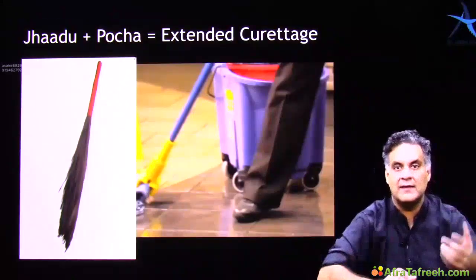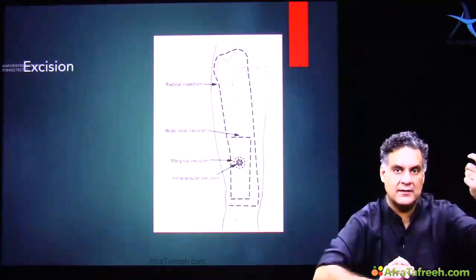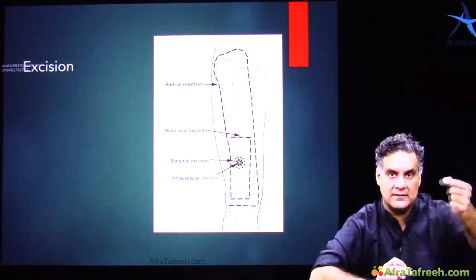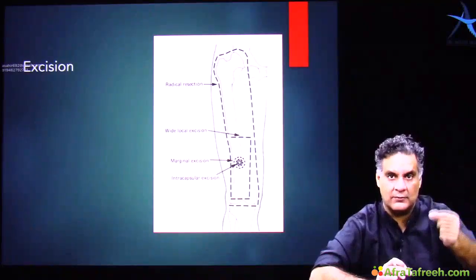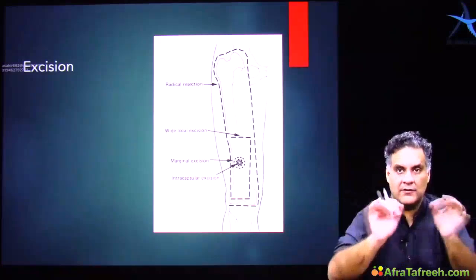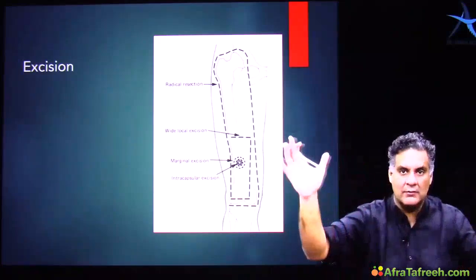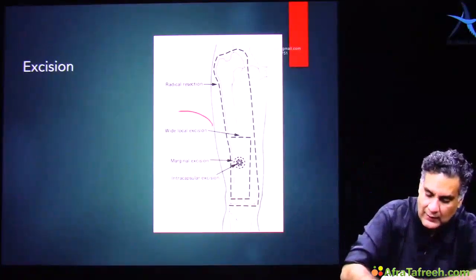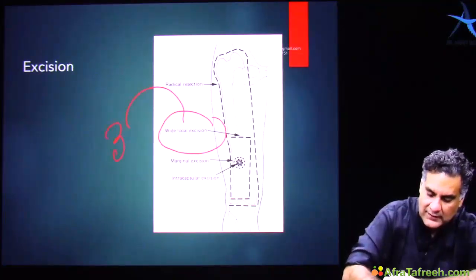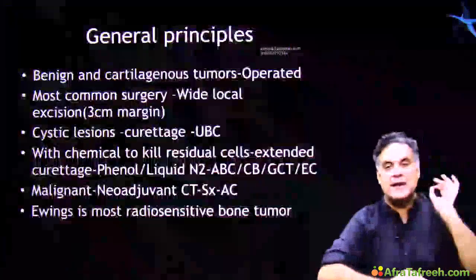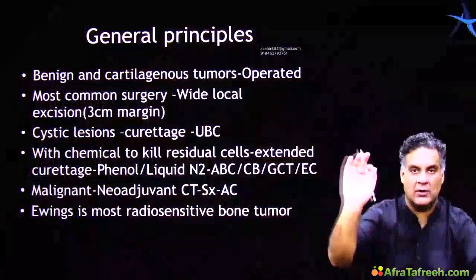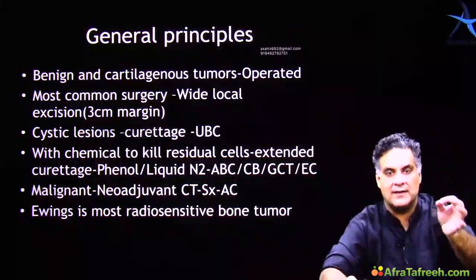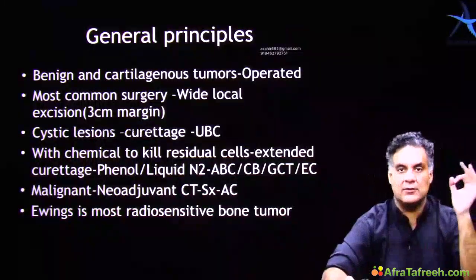But then you have excisions. You will remove the tumor, like taking out from the center, intralesional, taking out through the margins of the tumor, that is the pseudocapsule, the marginal excision. Normal cuff of tissue all around, wide local excision, removing the entire bone called radical excision, and the most common one is the wide local excision. How much margin? 3 centimeters. That is the standard margin that you take, and that's why remember the tumors. Benign tumors always operated. Cartilaginous tumors again operated, because cartilaginous tumors are radioresistant, chemoresistant. Most common surgery in the tumors, wide local excision.